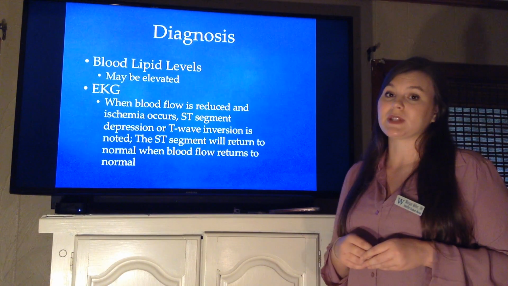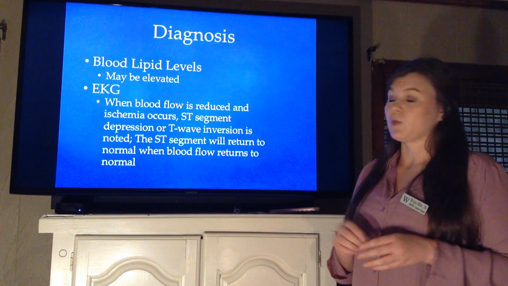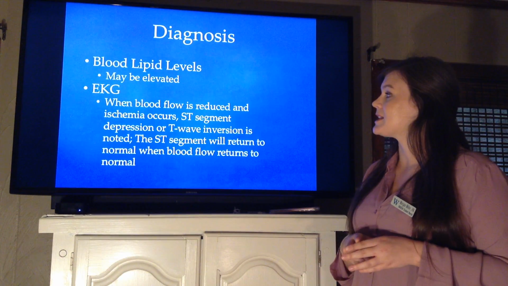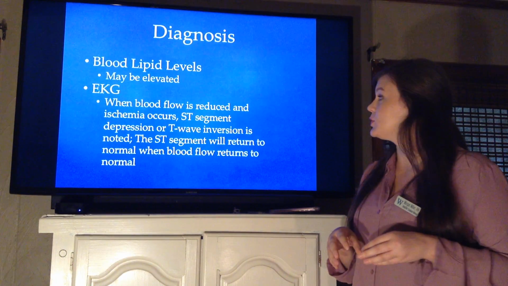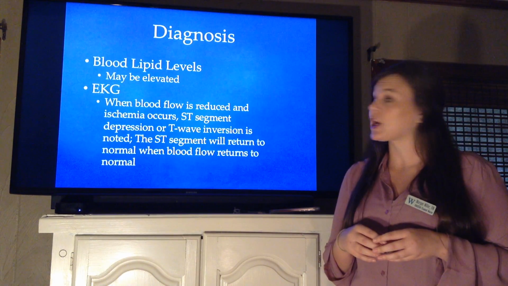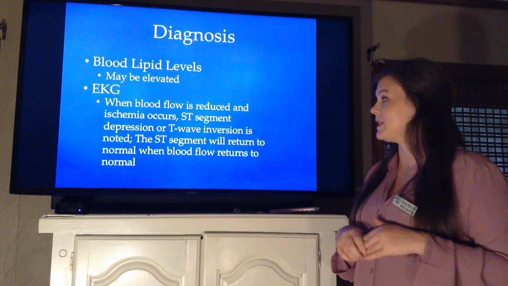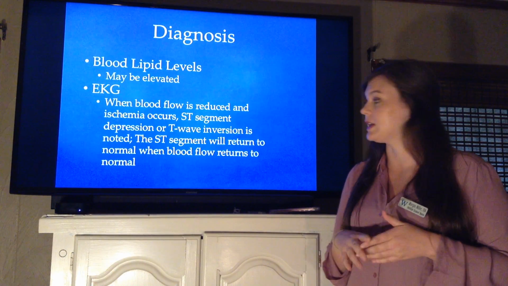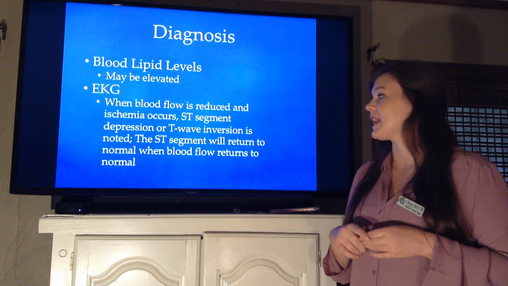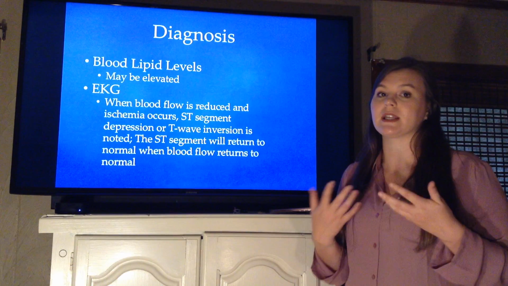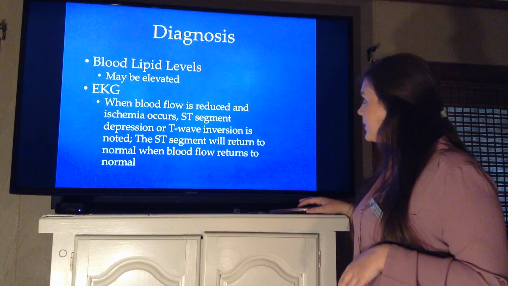Another way to diagnose is with the EKG. How you'll tell with the EKG is that when your blood flow is reduced and ischemia occurs, your ST segment will most likely be depressed, or T-wave inversions are noted. The ST segment can return to normal once your heart is getting normal blood flow back.